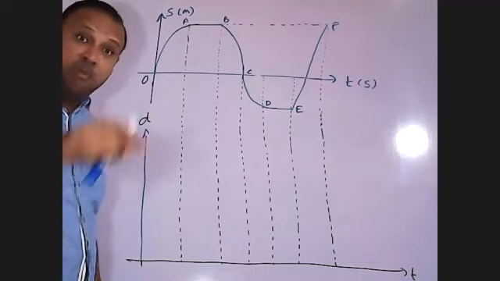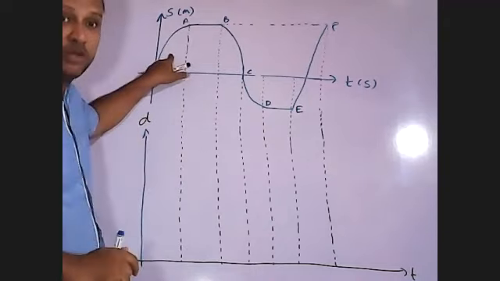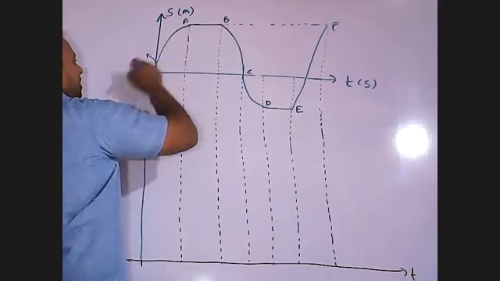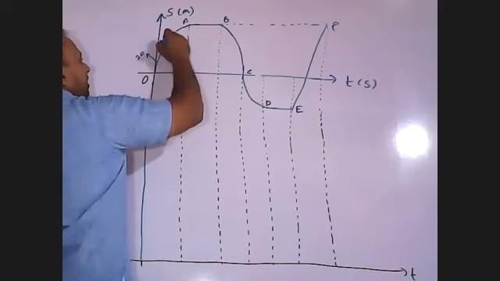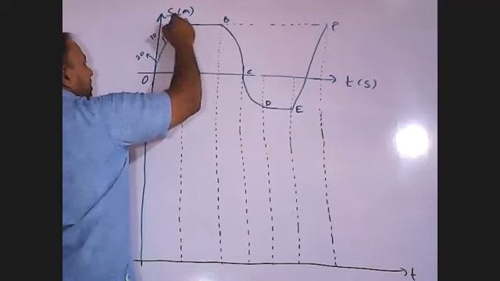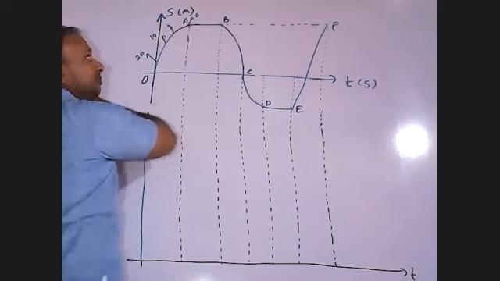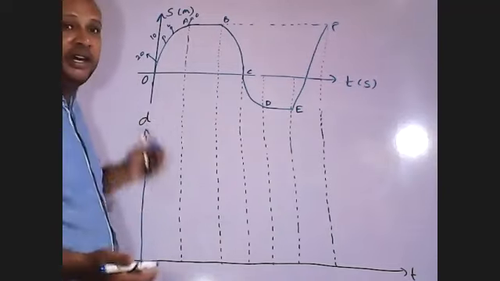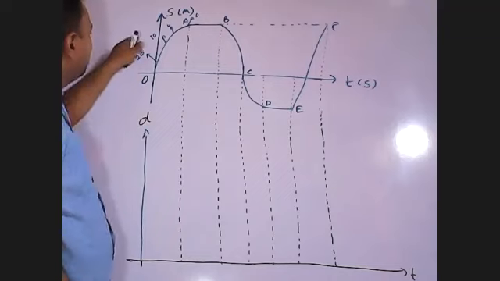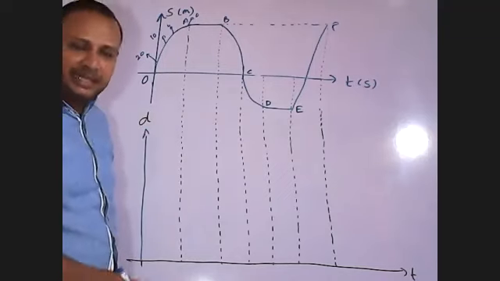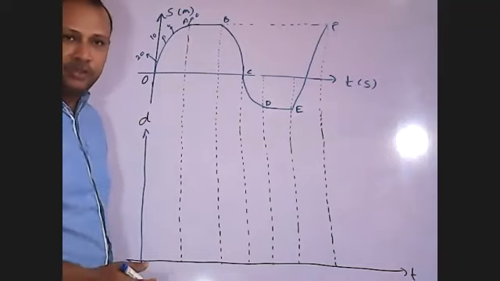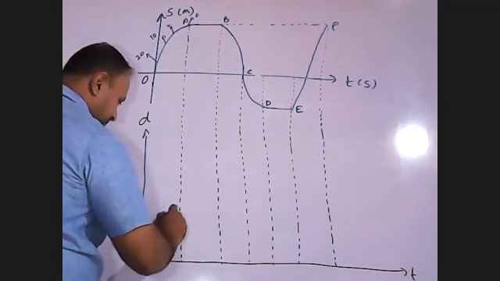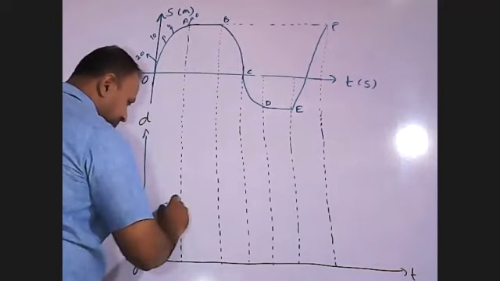But the velocity is positive. That is the most important thing. Suppose here the velocity is 20, here it is 10, here it is 5, and here it is 0. Now, if you consider the magnitude, the magnitudes are the same because all are positive. Therefore, from O to A, we have the same pattern.